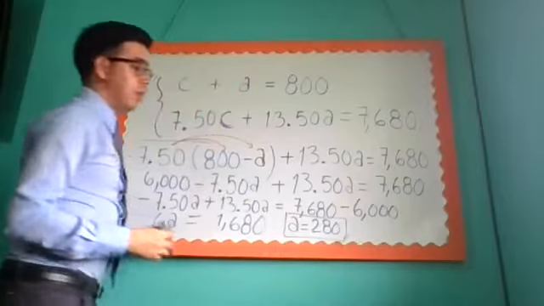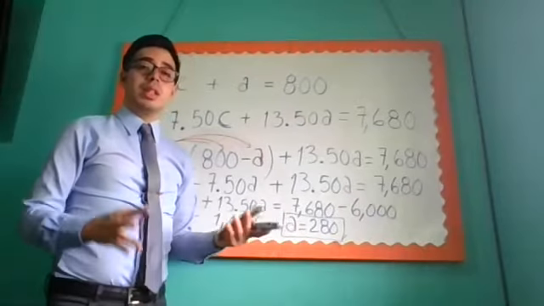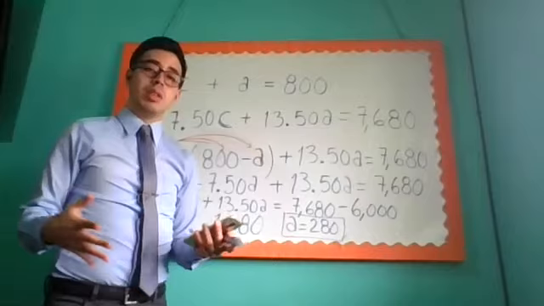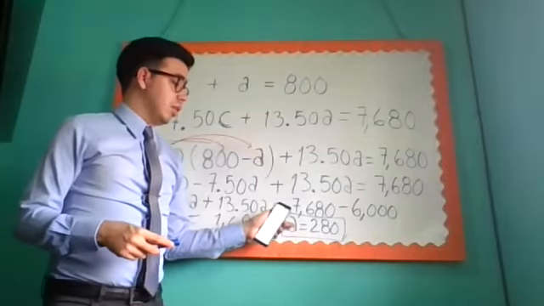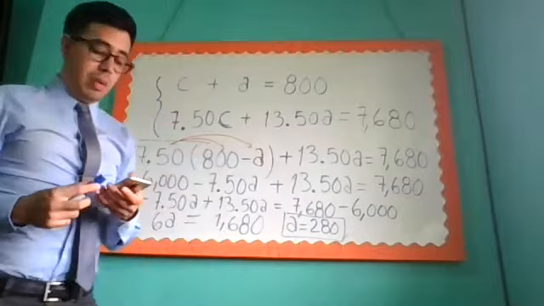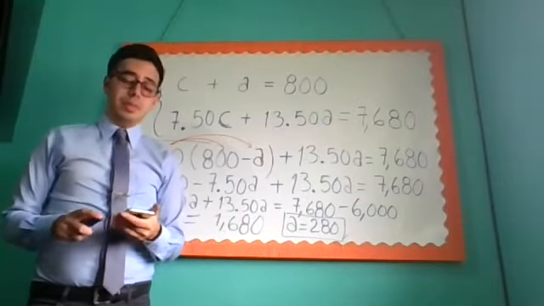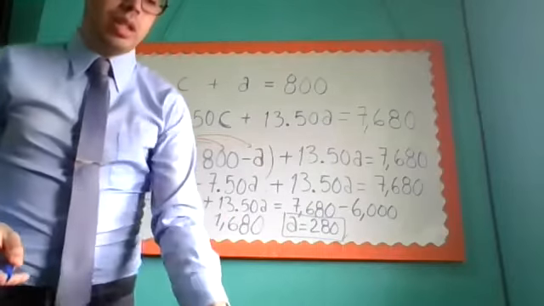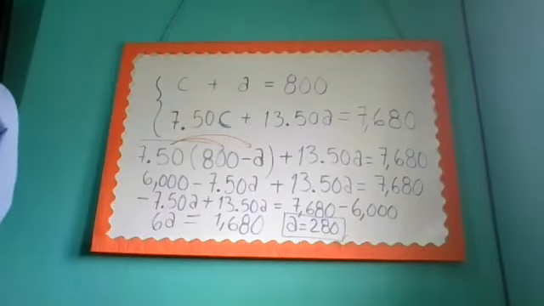So the number 280 is representing what? It's representing the number of tickets for the adults, okay? The number of adult tickets. Remember that this is for the adults. And we are going to use this to find the value for the children tickets. So I need to erase the board, guys. I'm going to erase this part.